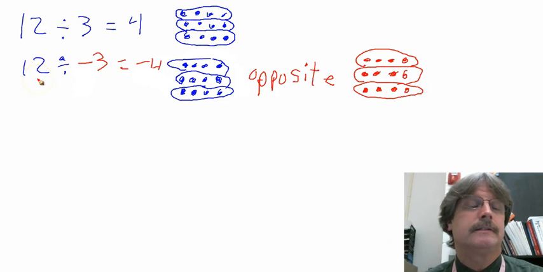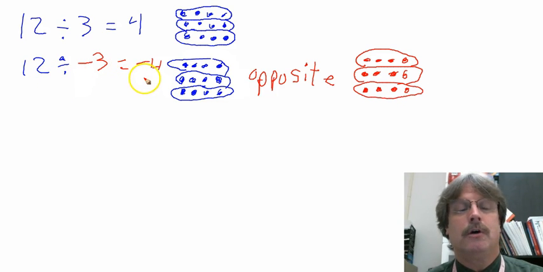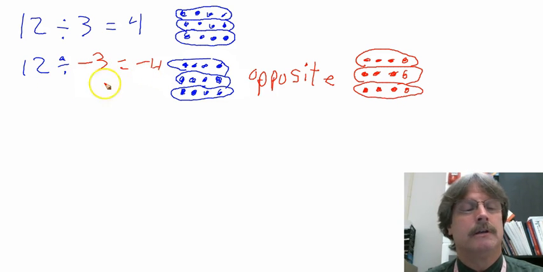Okay, going on to the next example where I have a positive 12 divided by negative 3. I'm going to show how I got a negative 4 as an answer. So first I have a positive 12, so I draw my 12 items here. Then I go ahead and I group them into 3s. So I get 3 even groups, so I have 3 groups of 4.